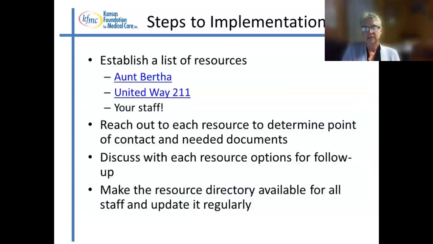So I'm going to talk about the steps to implementation for all resources, and then we'll talk a little bit about specific ones in the next slide. So your first step is really to find out what resources are available in your area. So a great source of this is both Aunt Bertha and United Way 211. I only recently heard of Aunt Bertha, but it is a list of resources by zip code. United Way 211 is also available and is listed by United Way service area.